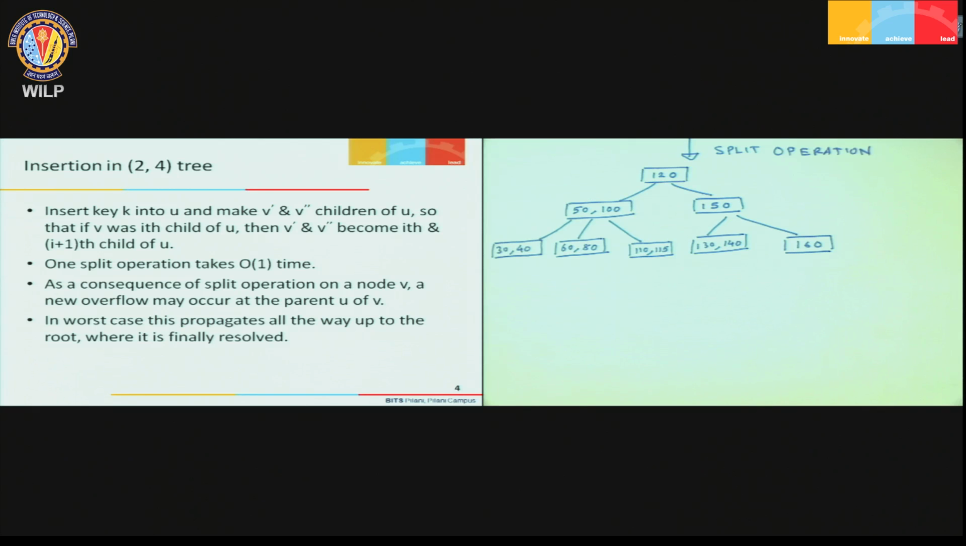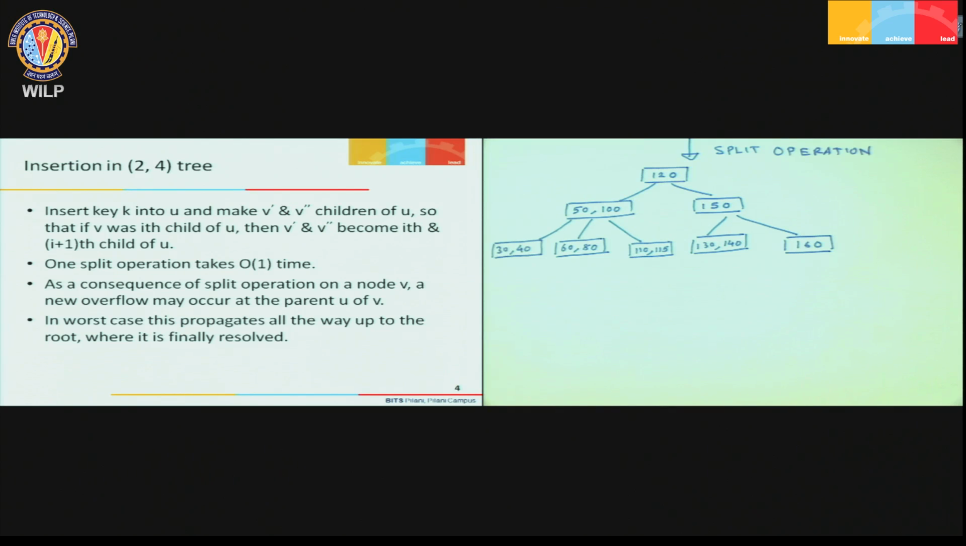It is all local; the rearrangements are done locally. So, in the worst case, insertion in a 2-4 tree will take time proportional to the height of the tree, which we know is log n. So, insertion in a 2-4 tree in the worst case will take logarithmic time.